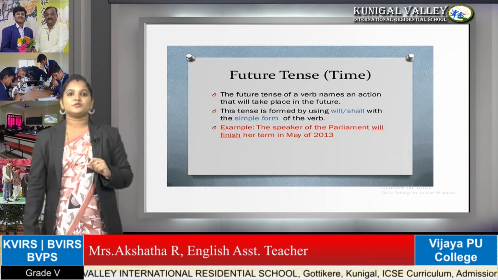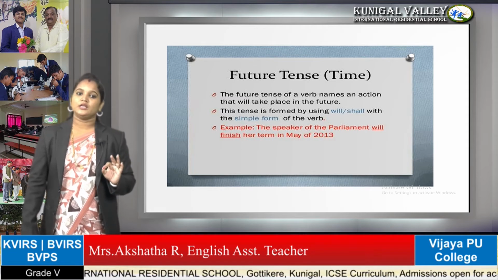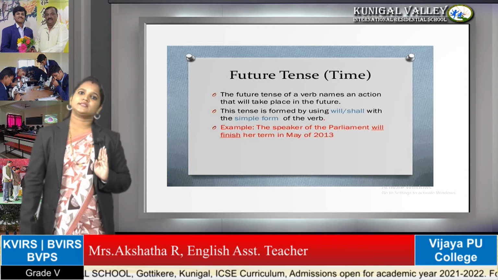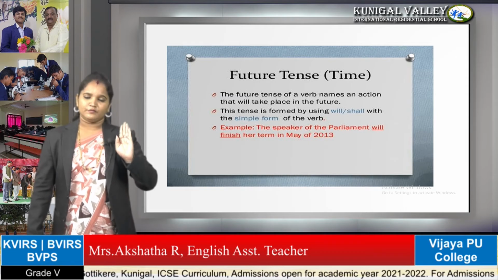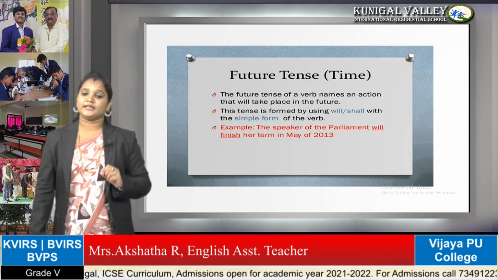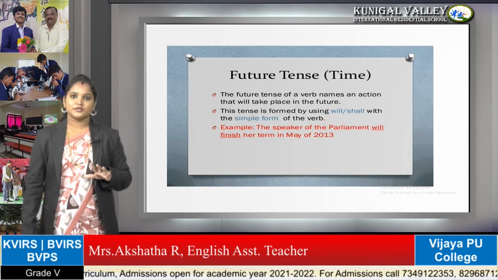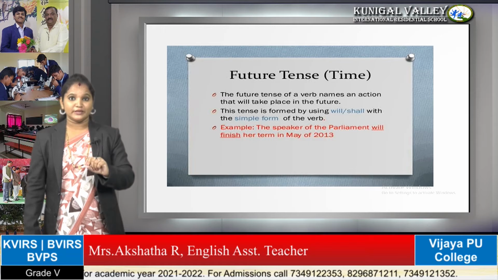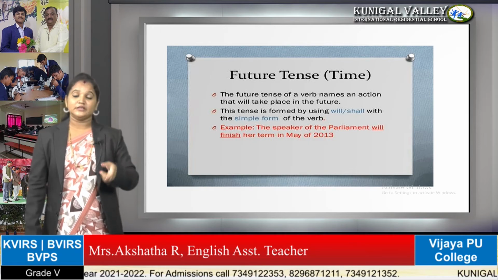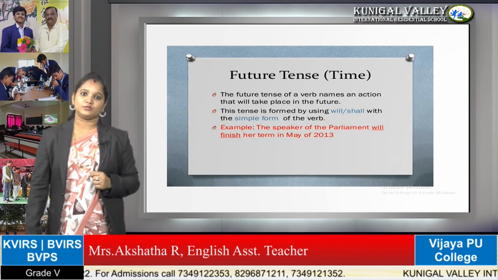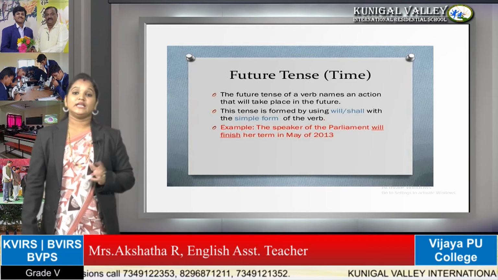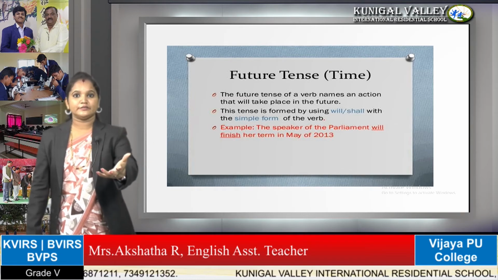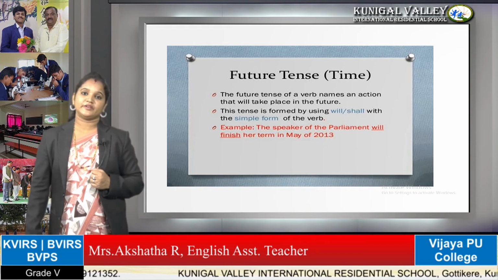This tense is formed by using will or shall with the simple form of the verb. Children, whenever you are writing a sentence in the future tense, you need not worry much. You need to write will or shall. I will go to school tomorrow. They will come to the temple tomorrow. We will go to our native place in the holidays, in the summer vacation.